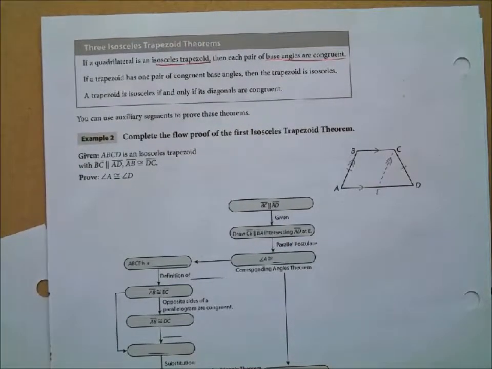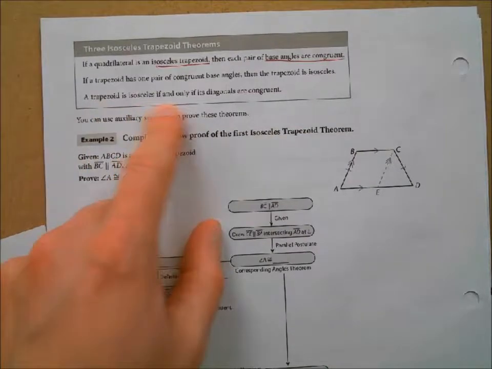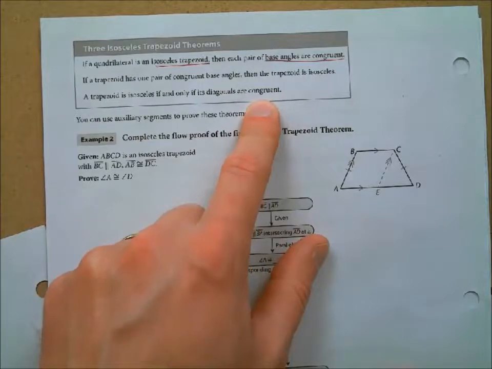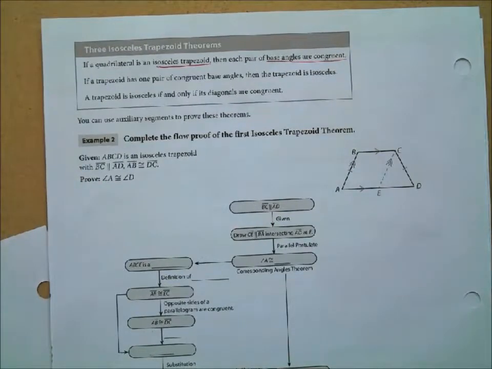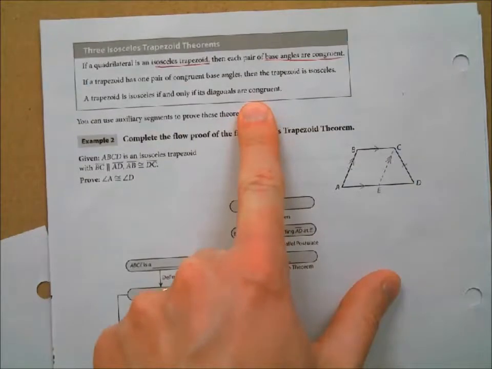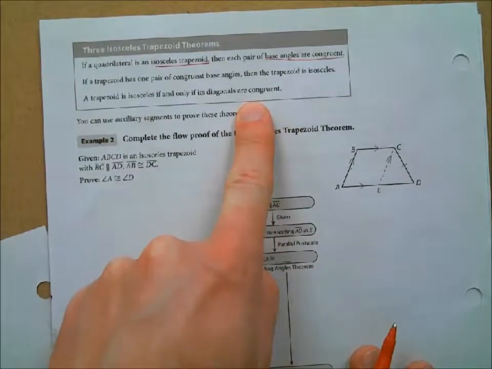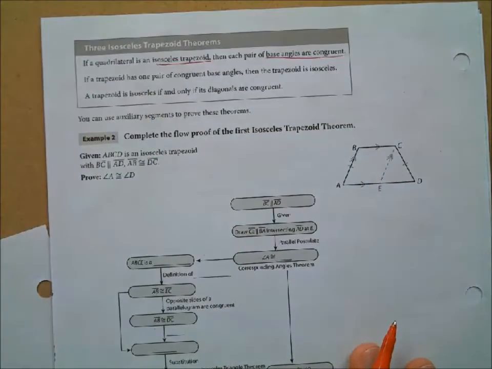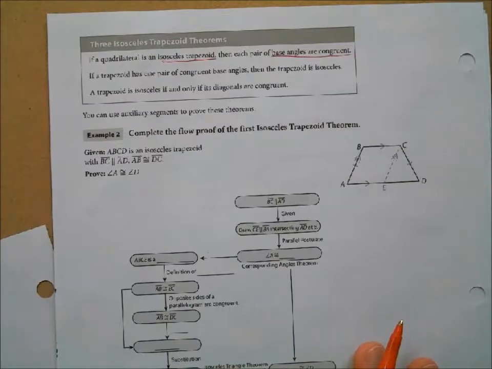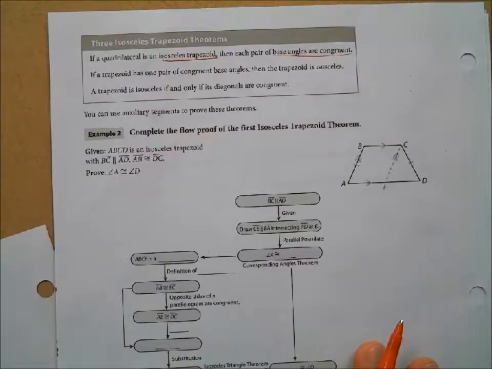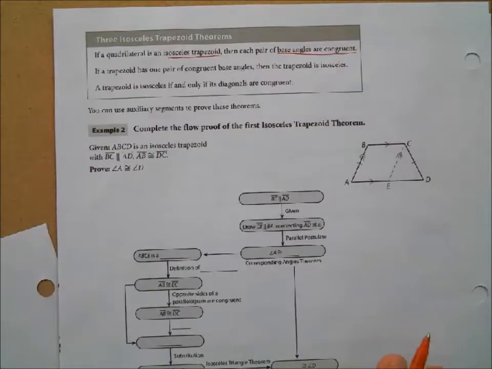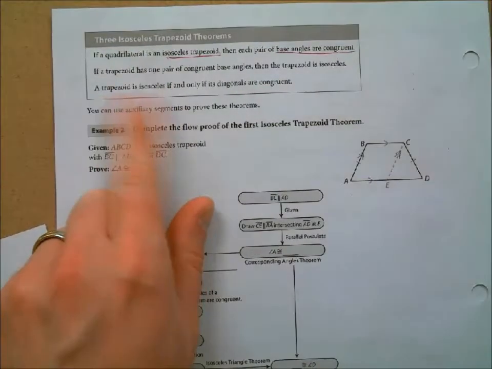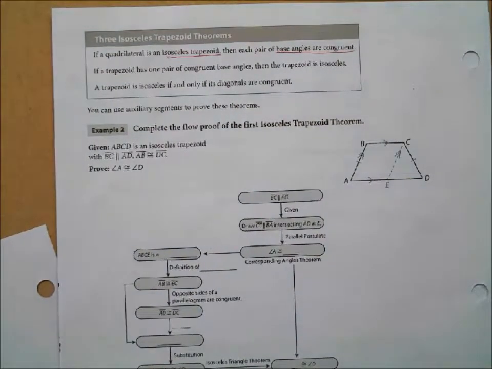And then finally, a trapezoid is isosceles if and only if its diagonals are congruent. If and only if its diagonals are congruent. So if you see congruent diagonals in a trapezoid, then the trapezoid is isosceles. And then if you see a trapezoid that's isosceles, you know its diagonals are congruent. Okay, so keep an eye out for that too.